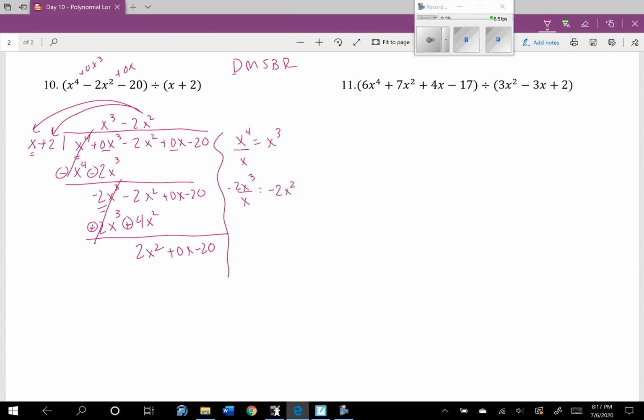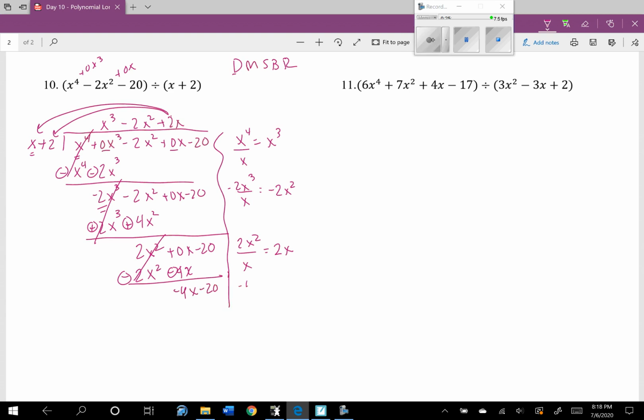And then repeat. So 2x squared over x is 2x. It's linear and it's positive, so we're adding it. M stands for multiply. So that gives me 2x squared when I multiply 2x times x. And 2x times 2 is plus 4x. And then subtract. So this becomes minus. These cancel out, so negative 4x, and then bring down minus 20, and then repeat.